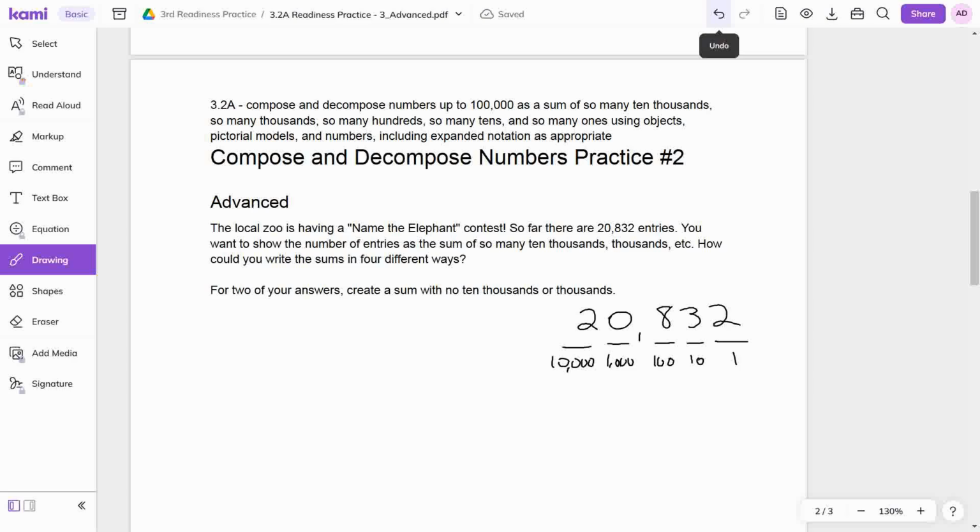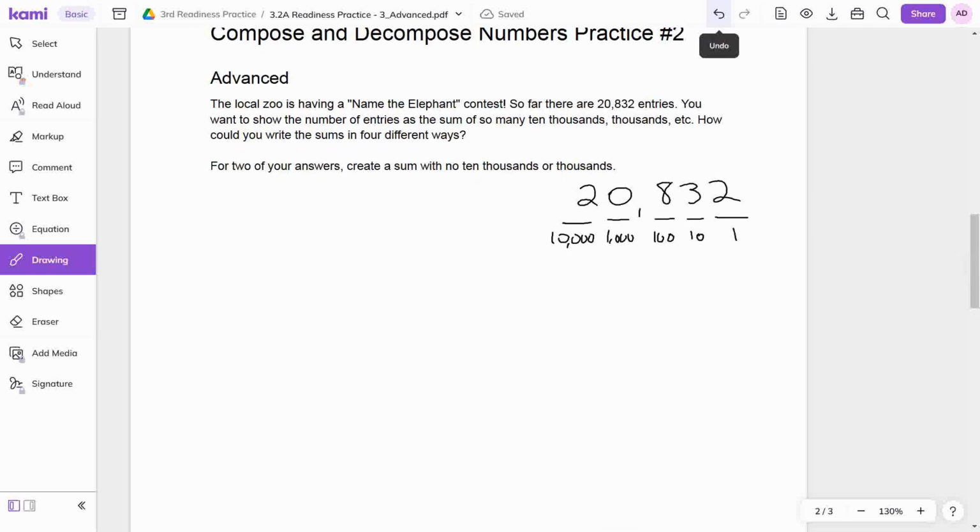I need to write it as the sum of so many 10,000s, so many thousands, etc. in 4 different ways. And for 2 of my answers, I need to create a sum with no 10,000s or thousands. Now that's going to be very difficult, but this is advanced, so we can do it. So those just need to be 2 of my answers. I need to show at least 4 different answers, so 2 of my answers can include 10,000s and thousands.